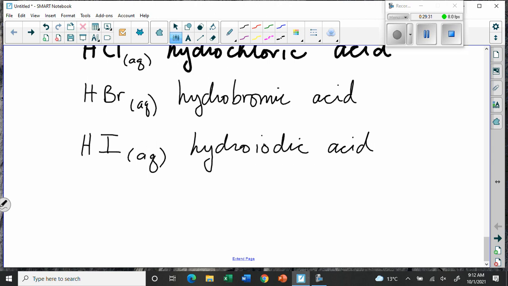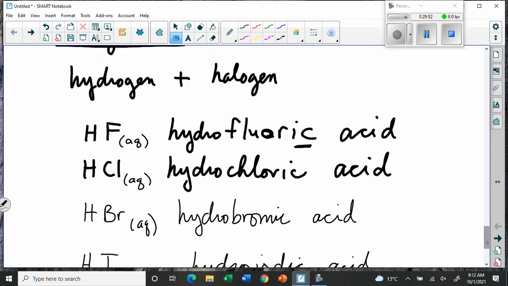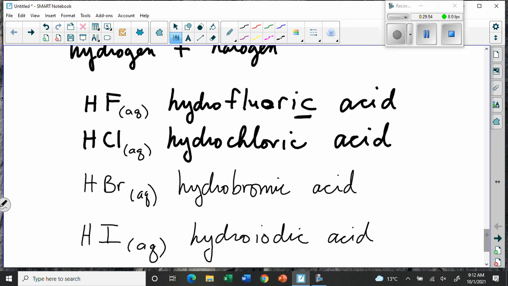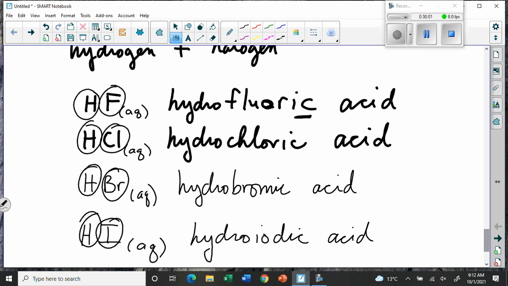We could go all the way down. Astatine, hydroastatic acid, I guess. It's not very common. I've never actually even ever seen or used it, but I'm sure theoretically it could exist. But these are the common ones, and they're called binary acids because they're made of two things. You can see that. Binary means two. There's an H and an F, HCl, HBr, an H and an I, right? And they're made like this.